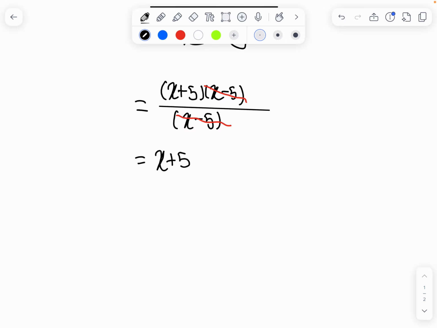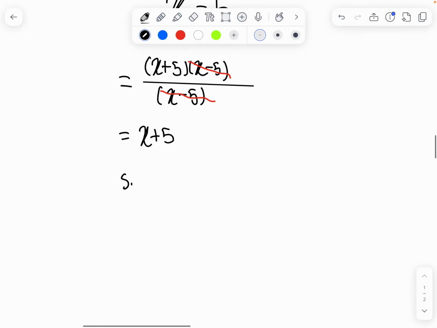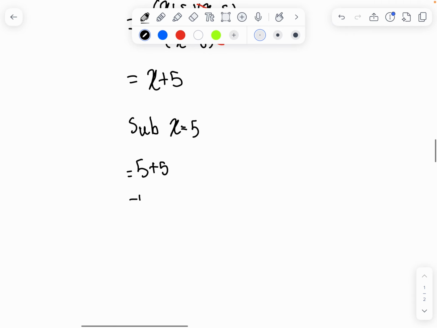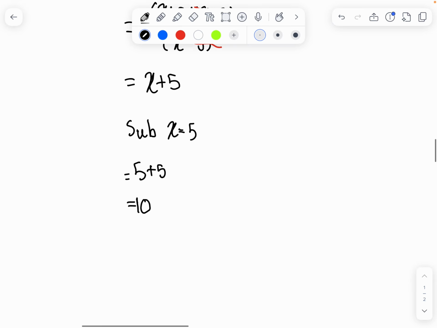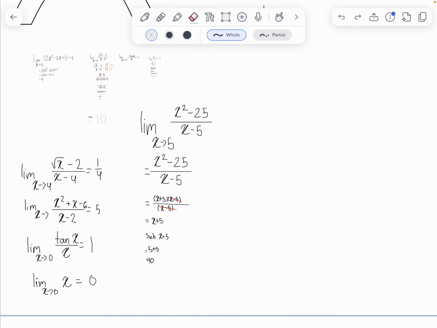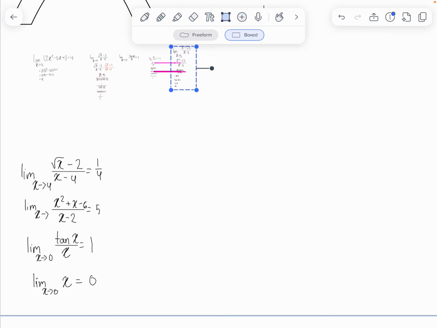And now we sub in our limit. So our limit was as x approaches 5. So if we substitute 5, writing sub x equal to 5, we get 5 plus 5, which would equal 10. So yeah, that's the answer. On to the next question.